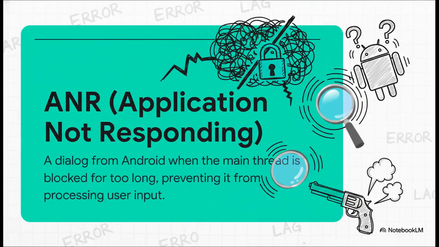The ANR, the absolute terror of every single Android developer. This little dialog box is the operating system basically stepping in and telling the user, hey, listen, this app has completely stopped listening to you. It pops up when the app's main thread, you can think of it as its central nervous system, is blocked for 5 seconds or more. And for 5 seconds, it's been totally unable to process anything you're doing. This right here, this is our smoking gun.